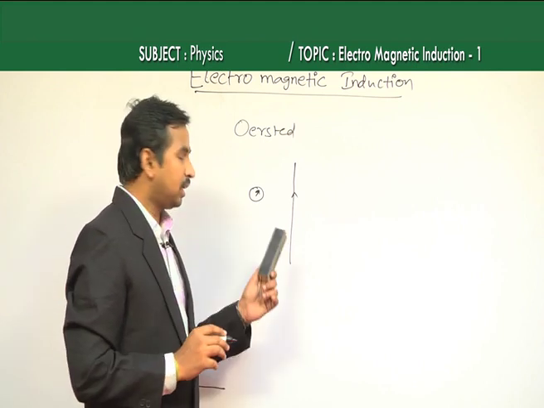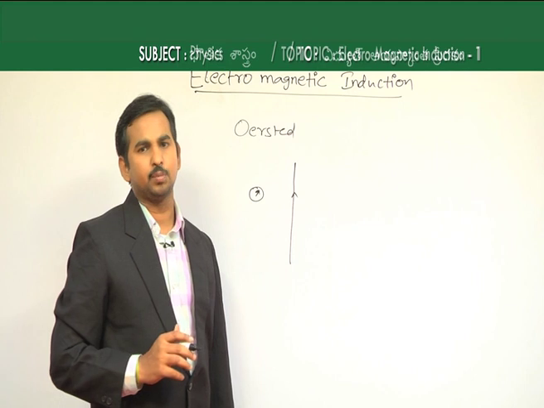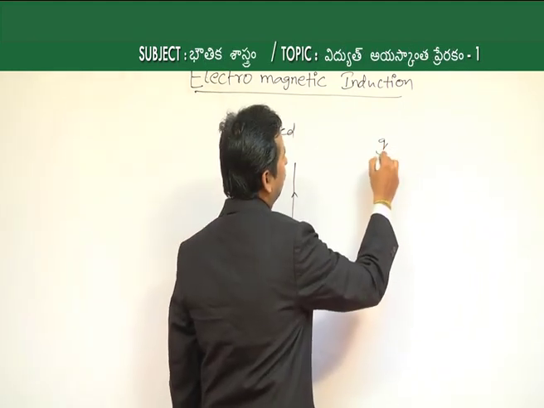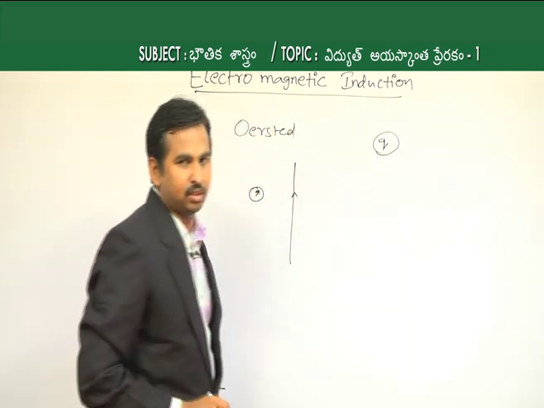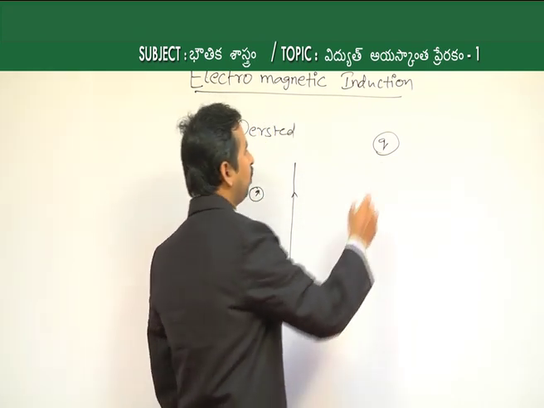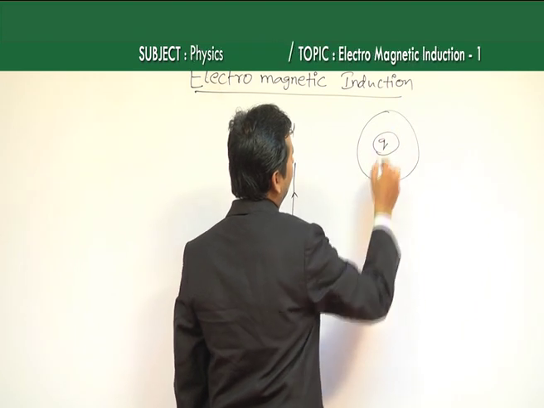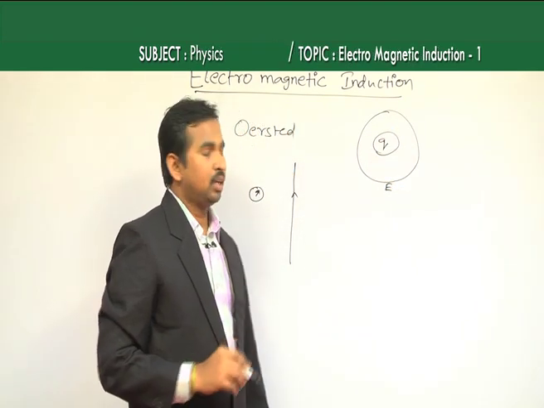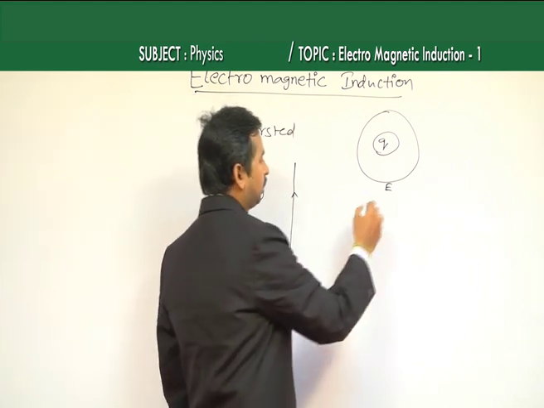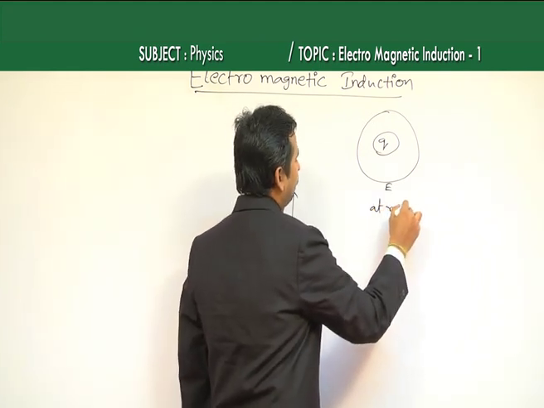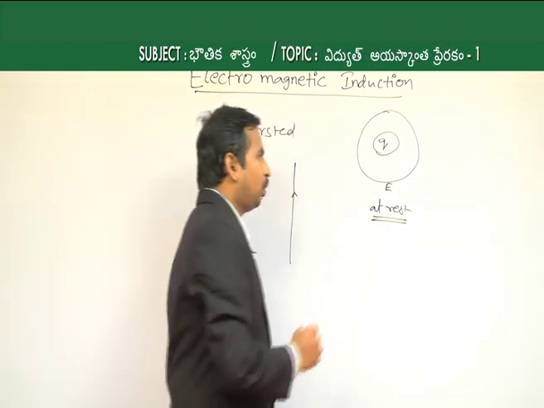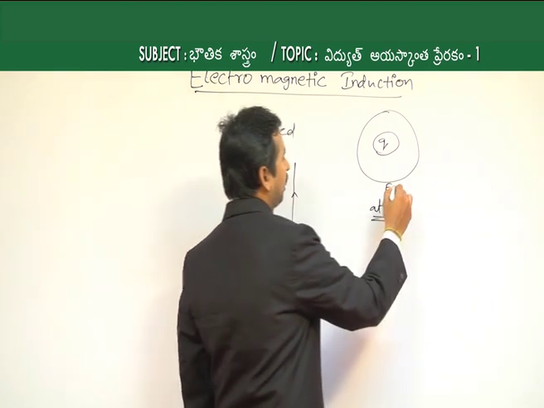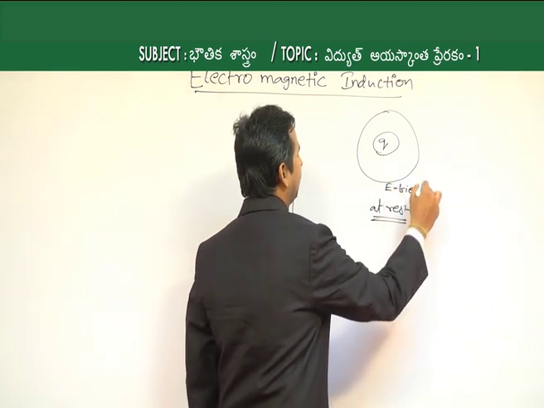But remember, current means there is a flow of charges. Whenever a charge is at rest, if you take a charge Q which is at rest, around that we have only an electric field present there. If you take a charge at rest, around that we have only an electric field present.